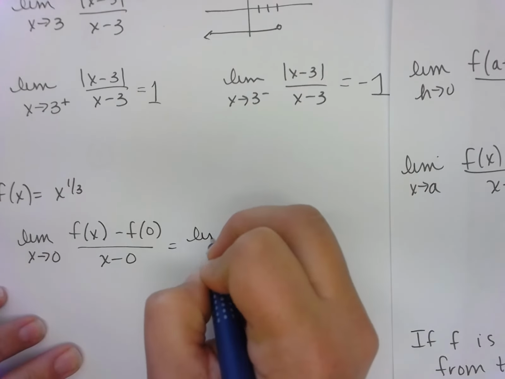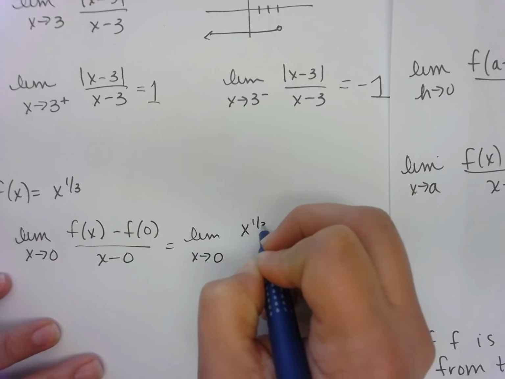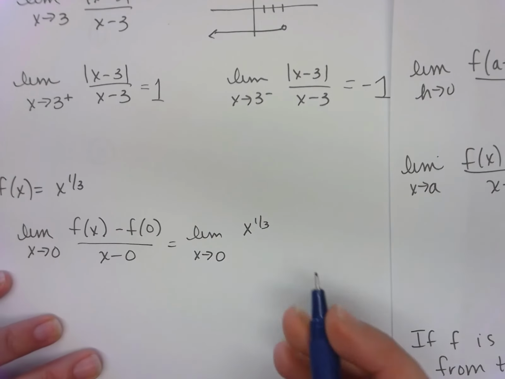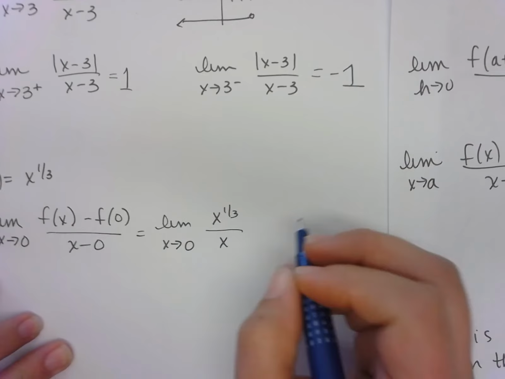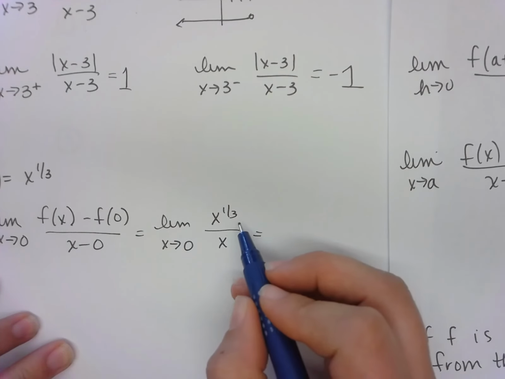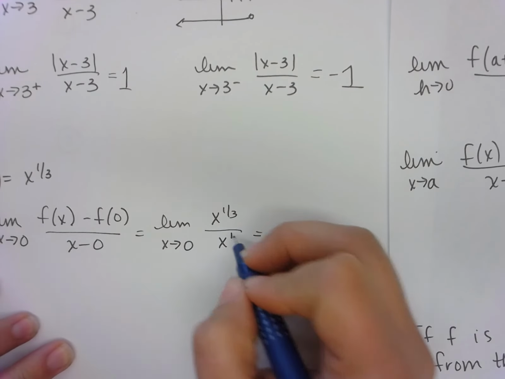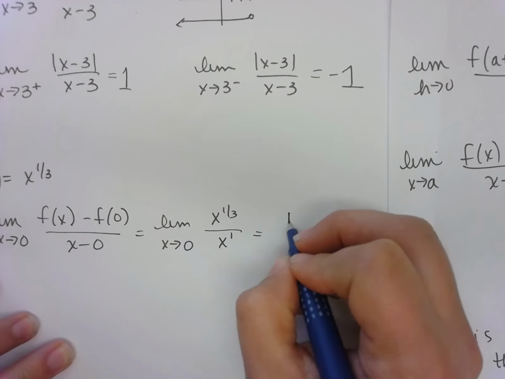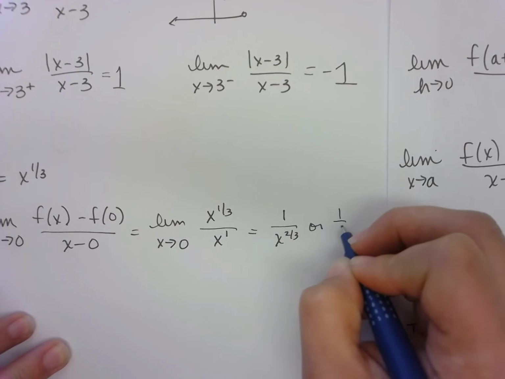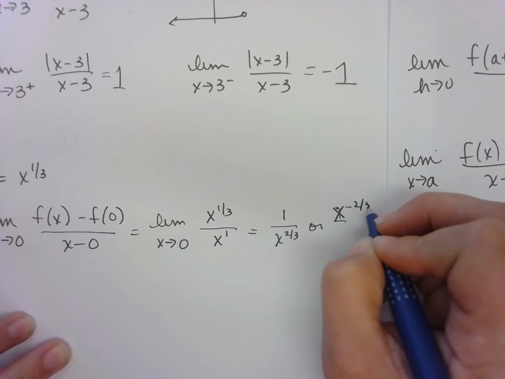So this is equal to the limit as x approaches 0 of f of x, which is x to the 1/3. F of 0 is 0, right? I plug in 0, I get out 0, all over x. And hopefully we notice that what I have here is x to the 1/3 over x. And this is where I can subtract my powers. This is an implied 1. So really I have 1 over x to the 2/3, or this could also be written as x to the -2/3 as well.